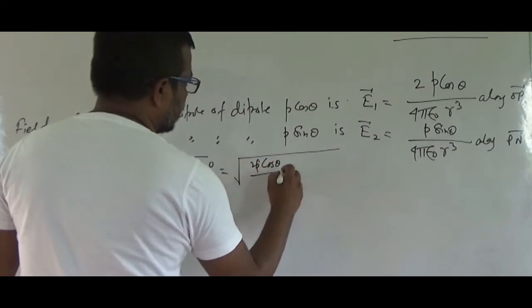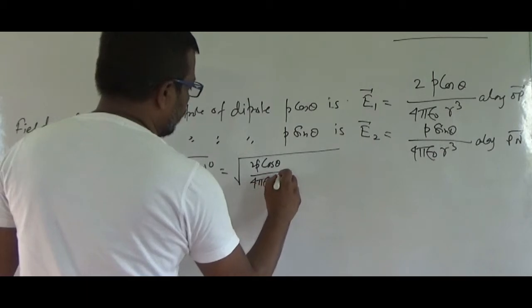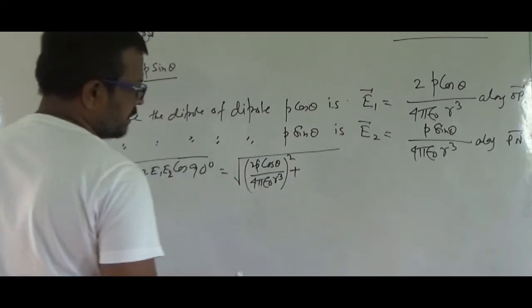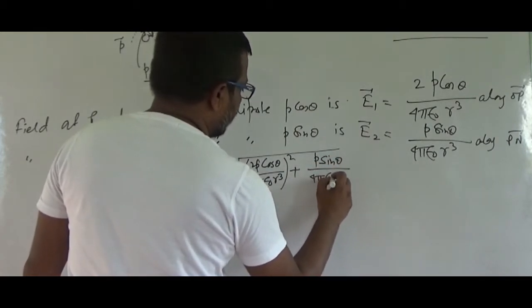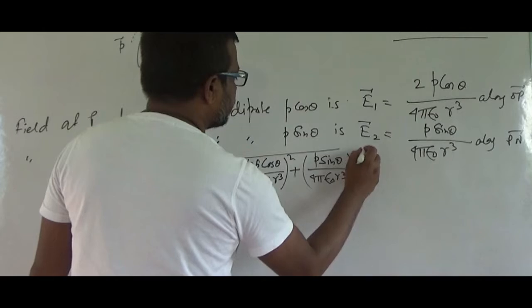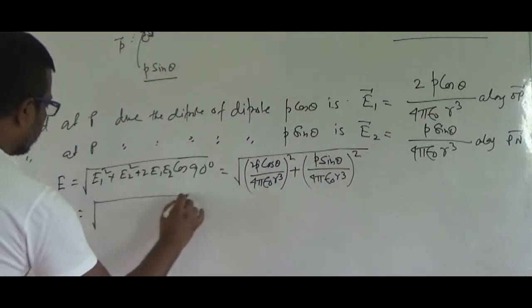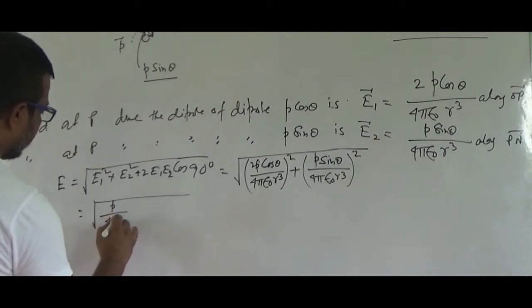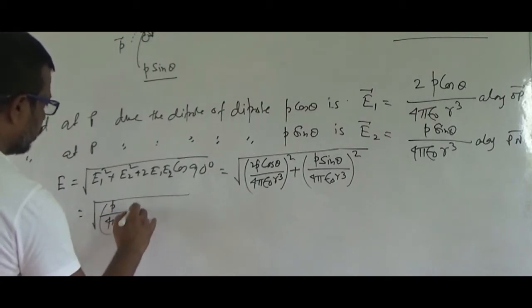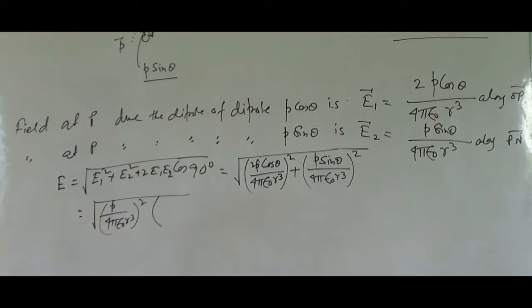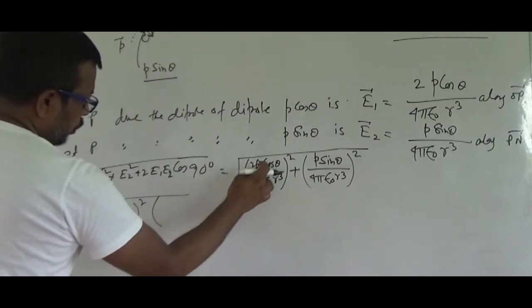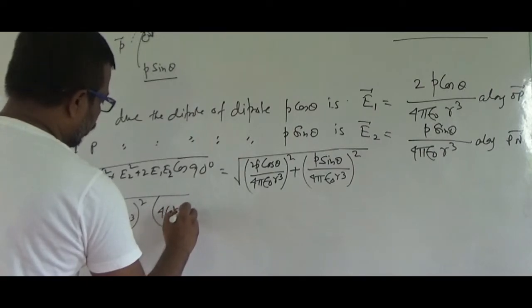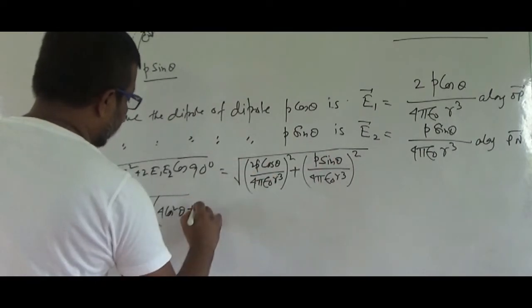That means 2p cos theta divided by 4 pi epsilon naught r cube whole square, plus p sin theta divided by 4 pi epsilon naught r cube whole square. We can take common p divided by 4 pi epsilon naught r cube whole square. Then what will you get? p by 4 pi epsilon naught r cube whole square common. Then we get 2 cos theta whole square, which equals 4 cos square theta, and here we get sin theta whole square, that means plus sin square theta.